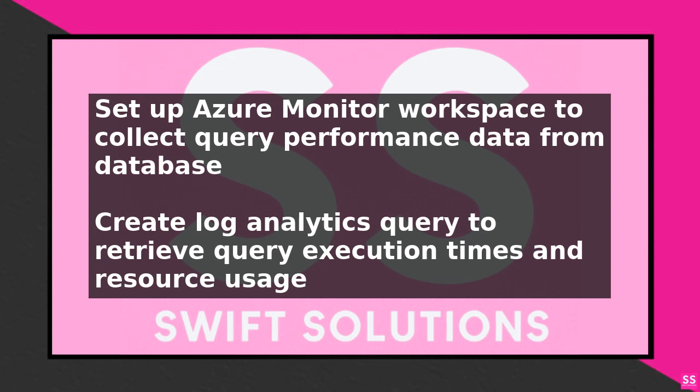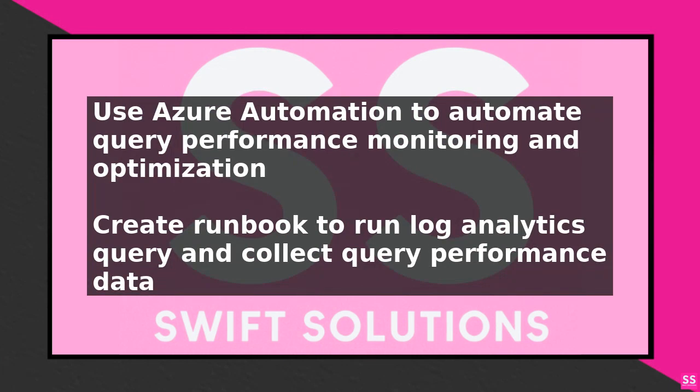In addition to Azure Monitor, you can also use Azure Automation to automate query performance insight. Azure Automation provides a powerful automation platform that allows you to automate repetitive tasks and workflows, including query performance monitoring and optimization. To use Azure Automation, start by creating a new automation account and linking it to your Azure SQL database. Then, create a new runbook that runs your Log Analytics query and collects the query performance data. You can schedule the runbook to run at regular intervals, and use the output to trigger alerts and notifications.